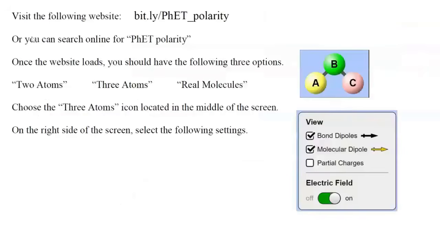All right, in order to prepare for question 9 of the packet, which has to do with the polarity of molecules, we're going to take a look at a PhET simulation that's on molecule polarity. So the link to this particular website will be located in the video description area. And once the website loads, you're going to click on the 3 atoms icon, which should be located in the middle of the screen. And you want to select the following settings, which is bond dipoles, molecular dipole, and then turn the electric field on.